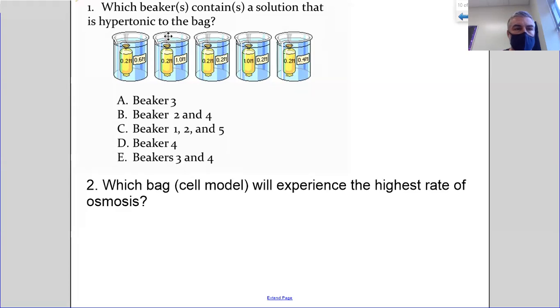And this is beaker 1, 2, 3, 4, and 5. One of you asked which beaker is which, well, I don't see numbers for the beakers. Let's just do an order: 1, 2, 3, 4, 5. Kind of a review of what we've done in the past, and we'll get back to surface area to volume ratio. So which one of these beakers is hypertonic to the bag inside?